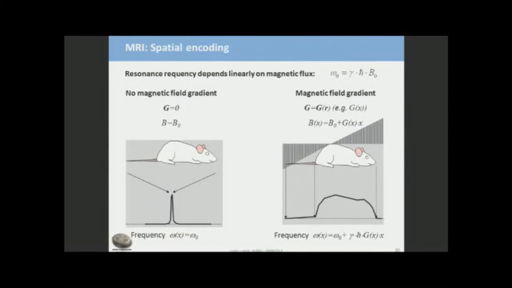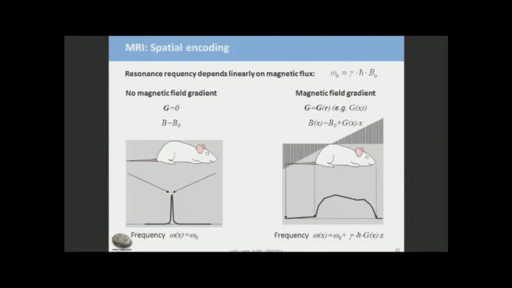Now, if we make this field dependent on the location by applying a magnetic field gradient, the resonance frequency here at the tip of the tail is different from the resonance frequency at the nose. And essentially what we end up with is a projection actually of the water distribution in this mouse here. And we can, at least in one dimension, of course, now identify the resonance frequency to the position of the protons in the body. And this is the basic principle how information is encoded.